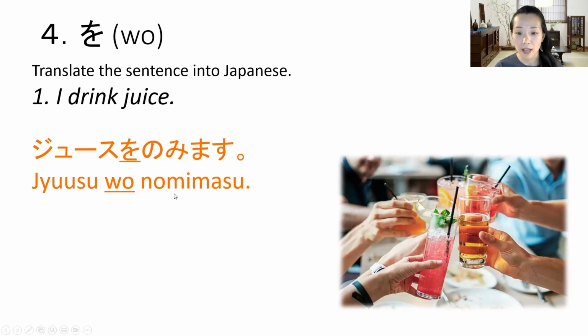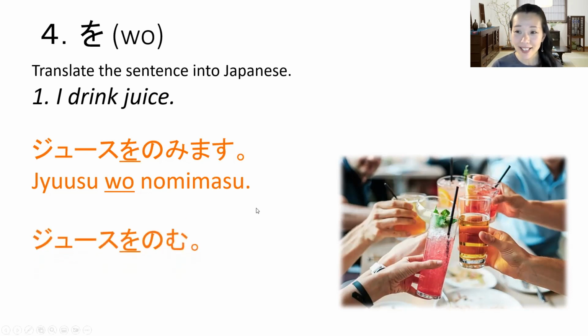Then when you pronounce it, the natural way is that the particle does not need emphasis, a smaller sound compared to a verb or topic. So like this. ジュースを飲みます。Repeat after me. ジュースを飲みます。You see the difference?